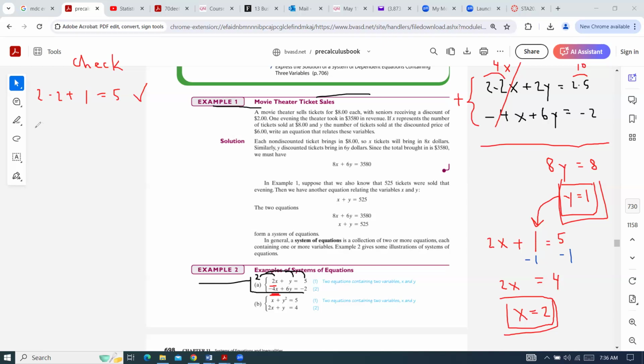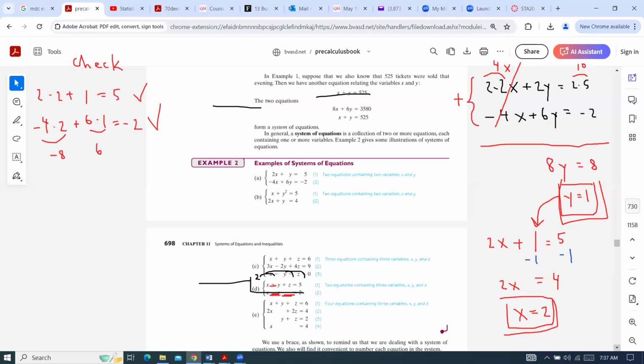And the second equation, analogously, I'm going to replace x with a 2, so it'll be negative 4 times 2, and then 6y, so it'd be plus 6 times 1. Would this equal negative 2? Well, we have a minus 8 and plus 6, and indeed it is negative 2. So this pair checks in both equations, and that's what means we solved this system.